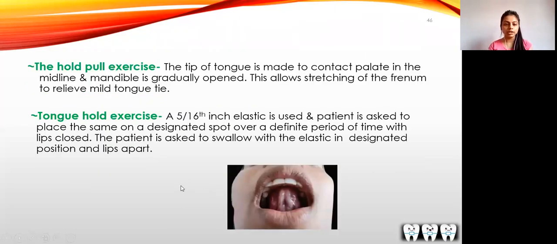Next is the hole pull exercise. The tip of the tongue is made to contact the palate in the midline, and the mandible is gradually opened. This allows stretching of the frenum to relieve a mild tongue tie. Next is the tongue hold exercise, in which an elastic is used, and the patient is asked to place it on the designated spot for a definite period of time with the lips closed. Then again the patient is asked to swallow with the elastic in the same designated position with the lips apart.